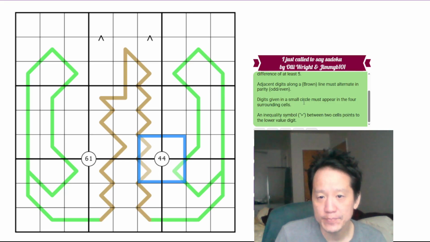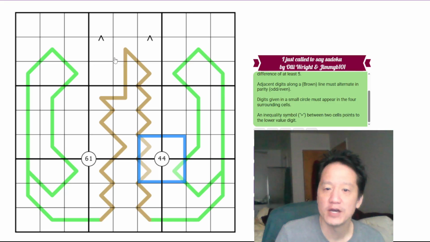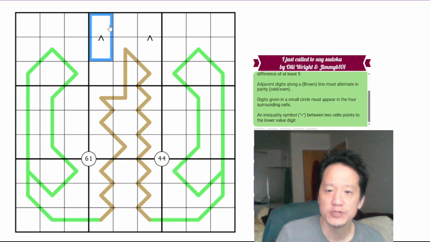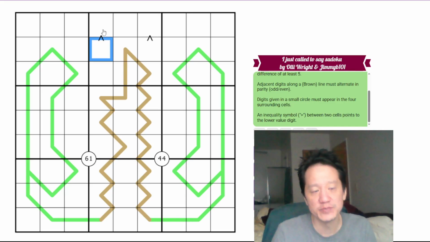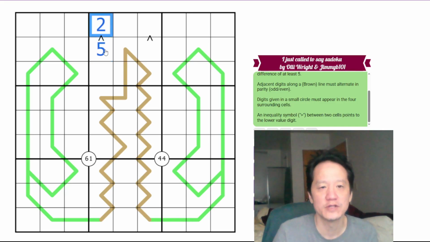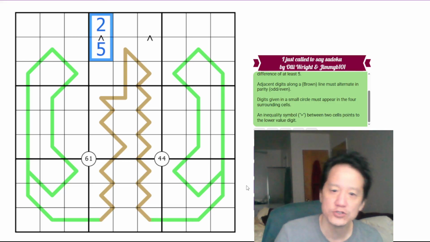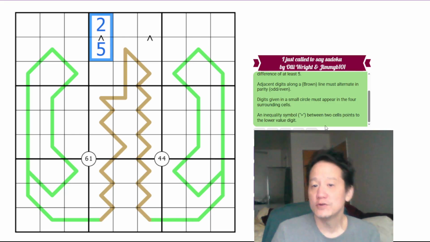And then finally we have an inequality symbol between 2 cells that points to the lower value digit. So as an example, this could be something like 5 and 2 or something along those lines. And that would work because 5 is greater than 2. Those are all the rules.